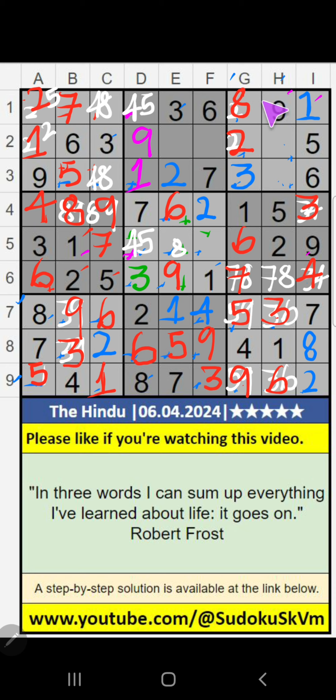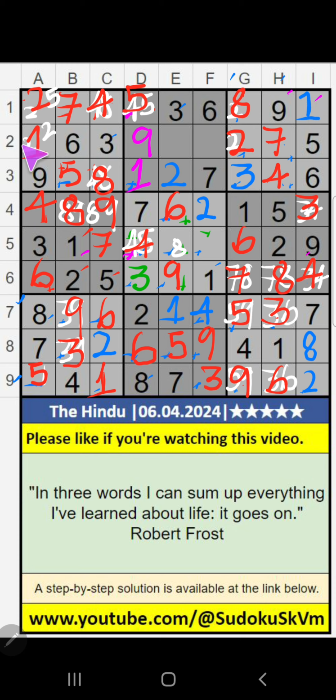In the first row, we have 8, so 8 can't come in the cell. 8 is confirmed here. Then 4 is here. In the first row, we have 4, so 4 can't come in the cell. 4 is confirmed here. Then 5 is here. In the third grid, 2 numbers are remaining, 4 and 7. In the third row, we have 7, so 7 can't come in the cell. 7 is confirmed here. Then 4 is here. In column H, only one number is remaining, 8. 8 is confirmed here.